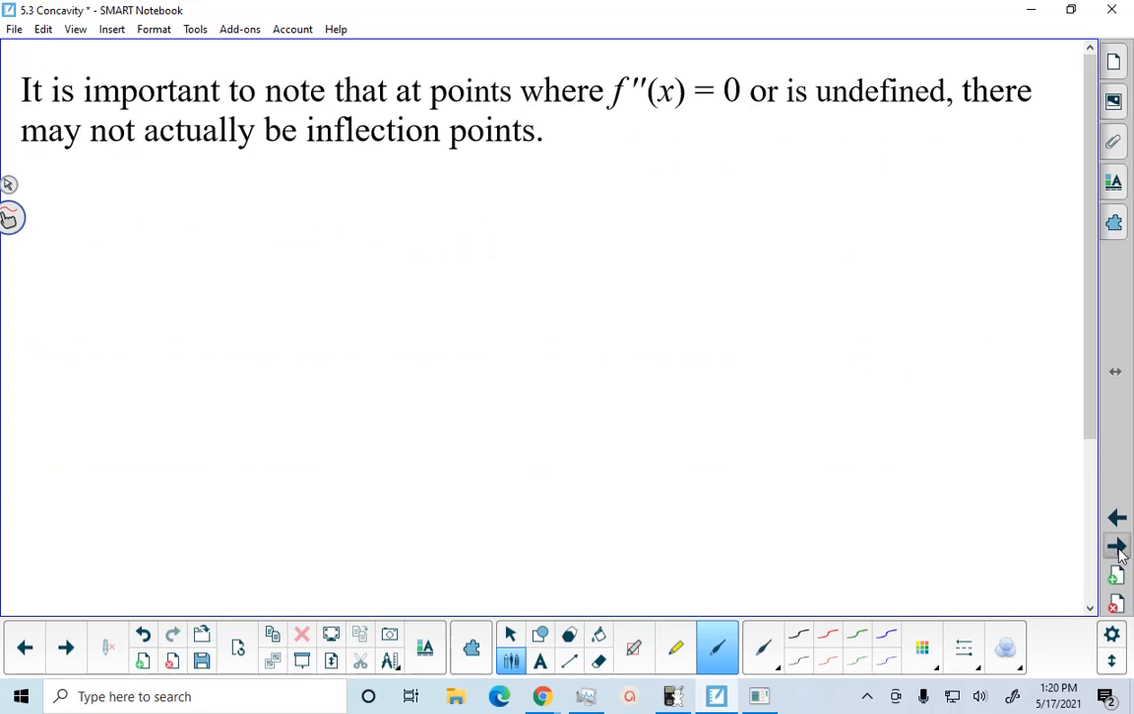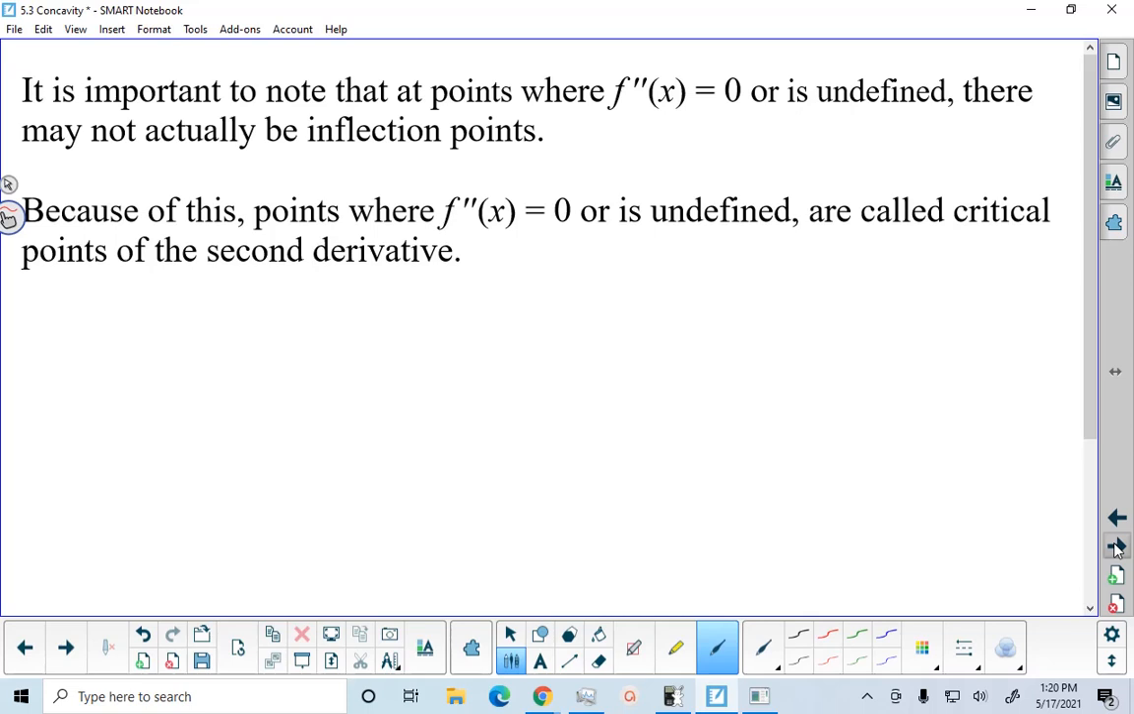Just like with max-mins, if you find all of the points that make the derivative, not the second derivative, because I'm talking about max-mins, equal to 0 or undefined, some of them may be max-mins, some may not. The same is true for second derivatives and inflection points. The points where the second derivative is 0 or not defined might be inflection points, but they might not be. And we call those points critical values of x for the second derivative.